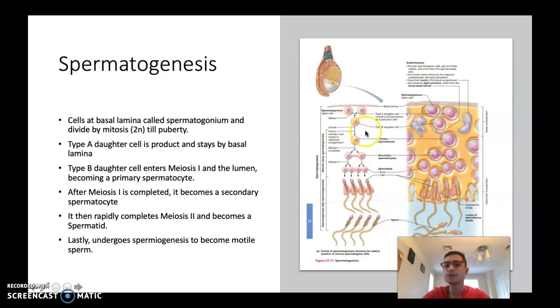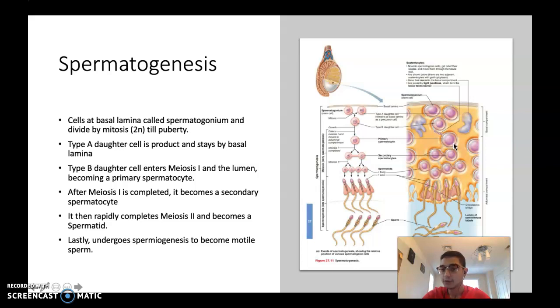Now, spermatogenesis, how sperm actually come to be. Firstly, we have the cells at the basal lamina, which would be over here. They are diploid, and they keep on dividing by mitosis until puberty. After that they produce a type A daughter cell, which always stays by the basal lamina, but they also produce type B daughter cells. The type B daughter cell would continue on and go through meiosis 1.